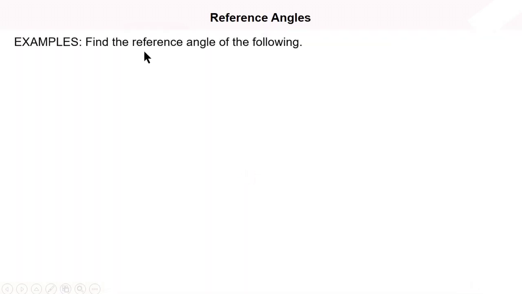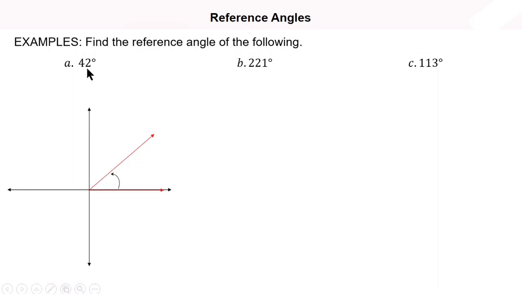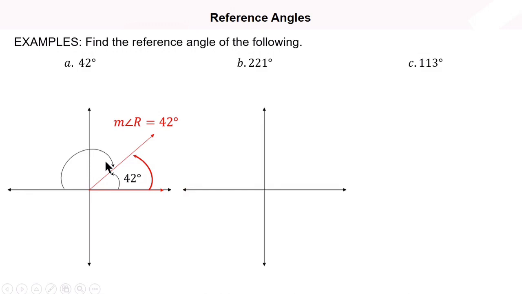Examples. Let us find the reference angle of the following. Letter A, 42 degrees. If this is the angle, the reference angle is also 42 degrees. Hindi pwedeng ito ang ating reference angle because it is no longer an acute angle. For 221 degrees, the reference angle will be this one, an acute angle formed by the terminal side and the x-axis, and this measures 41 degrees.